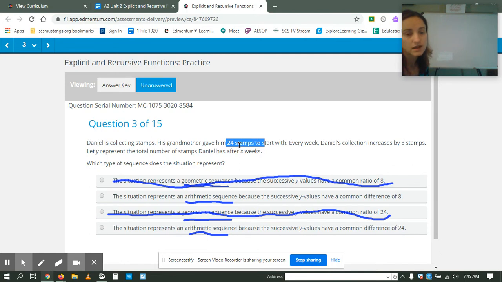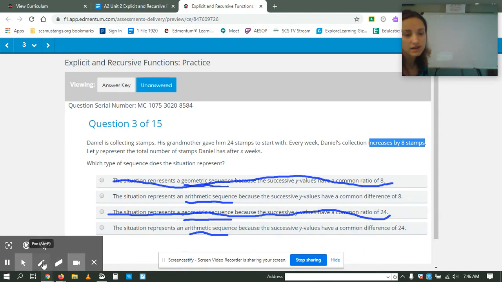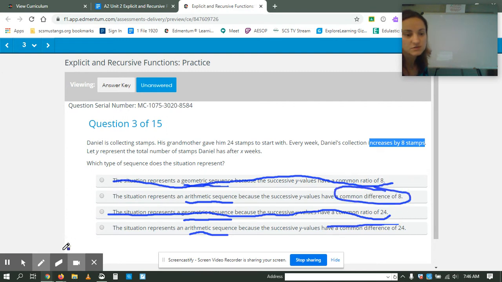So then I'm looking at what's left. We started with 24, and then it increases by 8. So the amount that it's changing by for each problem is going to be 8. So that's going to be the common difference of 8. It can't be the 24 because that's what we start with. So our common difference is going to be 8, so it's going to be the second answer right there.